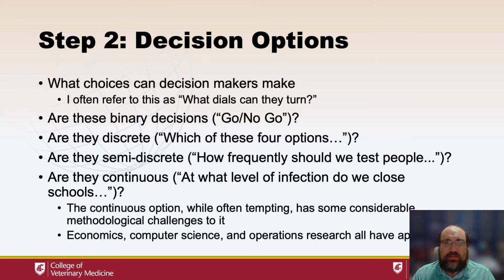The second step is to think about your decision options. What are you actually asking about the decisions you can make? What choices can a decision maker make? I often refer to these as what dials can they turn? What's available to work with?